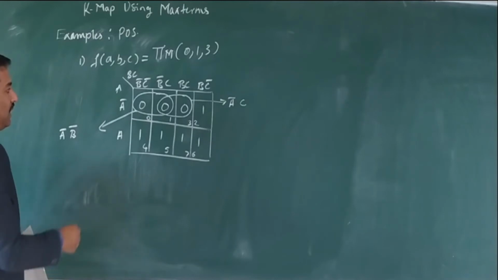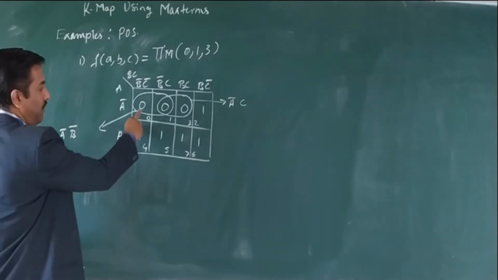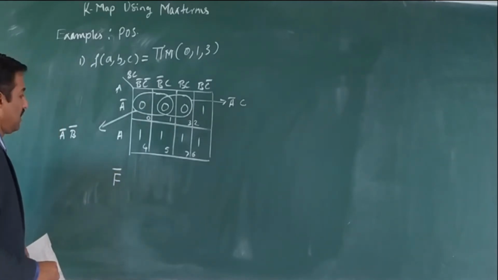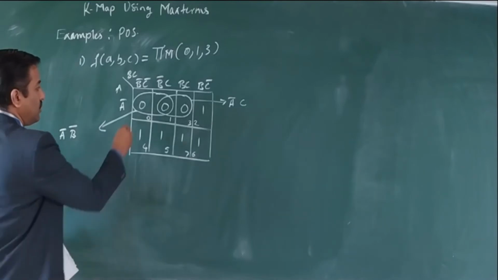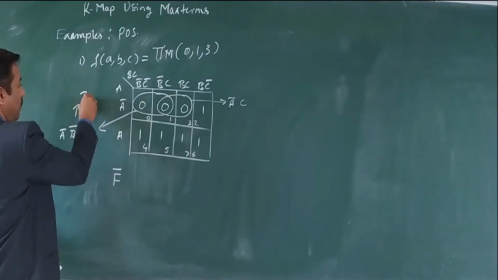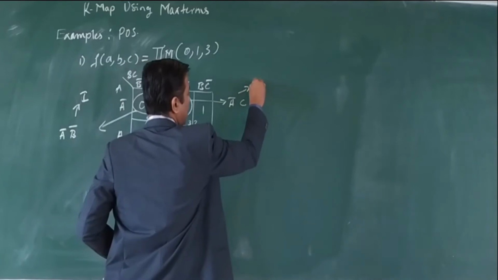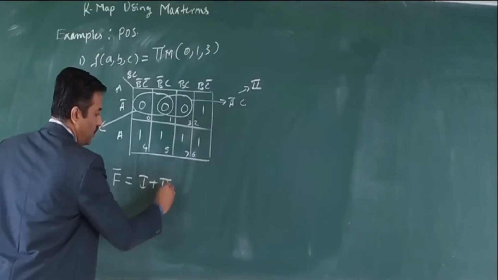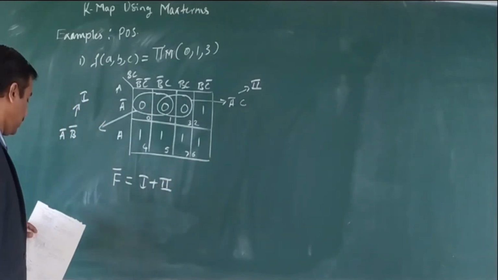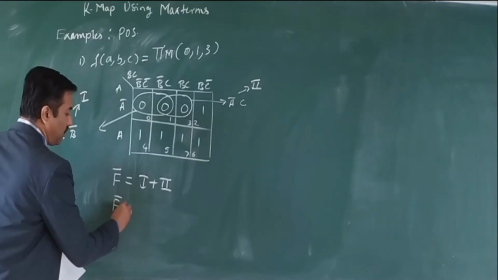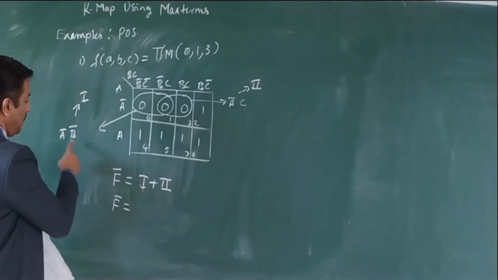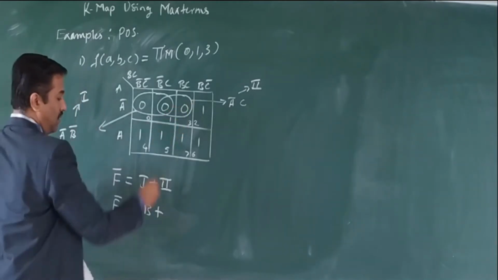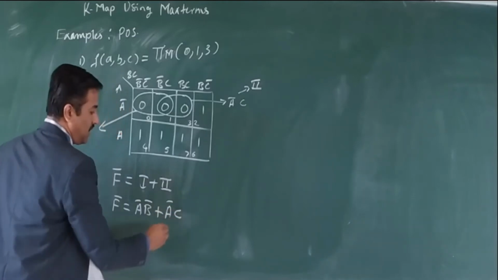Normally, as we are representing zeros here, the function f will be represented by f bar. Let me take this as expression 1 and this as expression 2. So f bar is equal to 1 plus 2. What is 1? It is A bar, B bar, plus the second term is A bar, C.